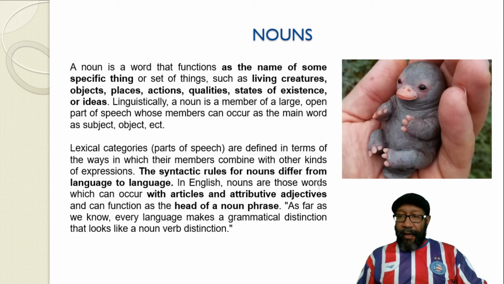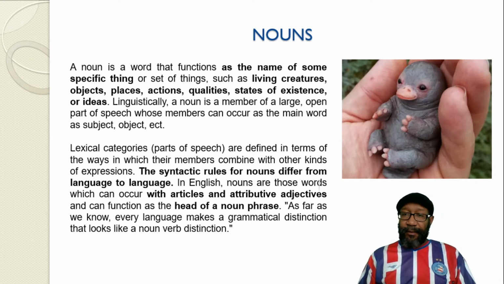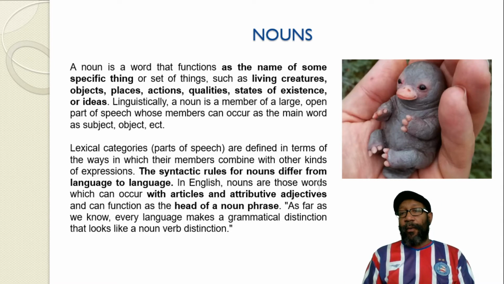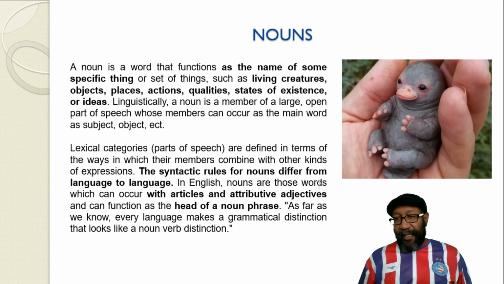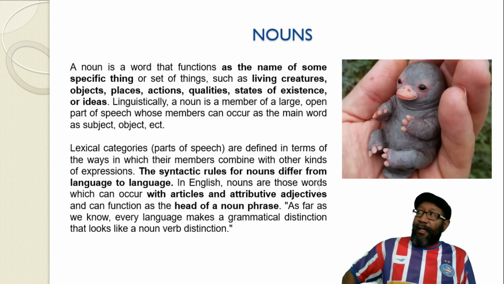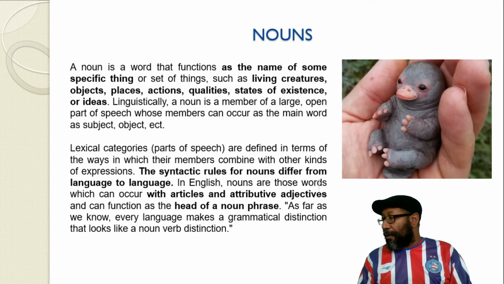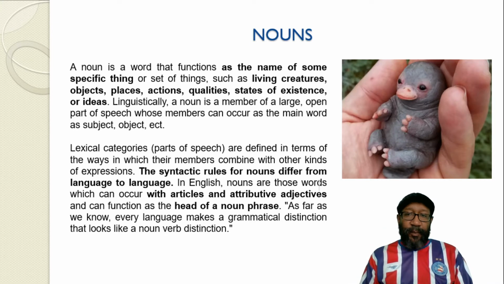And here we have a picture of an animal. Its name is platypus, right? It's a weird animal because it's a mammal, but it lays eggs. That's related to birds and reptiles. They lay eggs, but mammals don't.